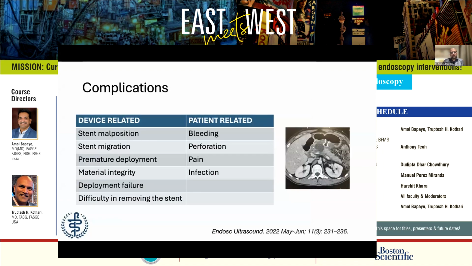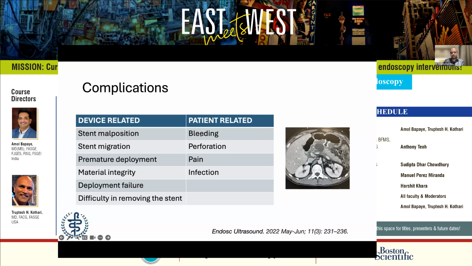But complications do occur with the lumen opposing metal stents and biflange stents, and the complications can be device-related or patient-related. Looking at device-related complications, which Anthony mentioned in his talk, there was stent malposition and stent migration. And here you can see a stent malposition. This happened primarily because the target was smaller. There was premature deployment of the stents, and we had issues with material integrity and deployment failure.